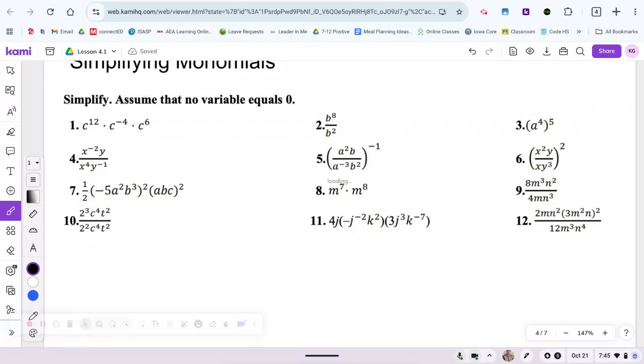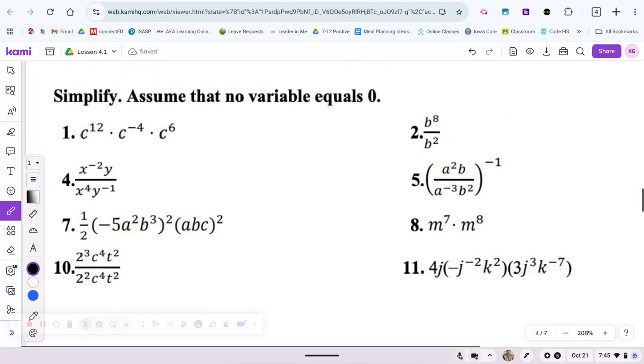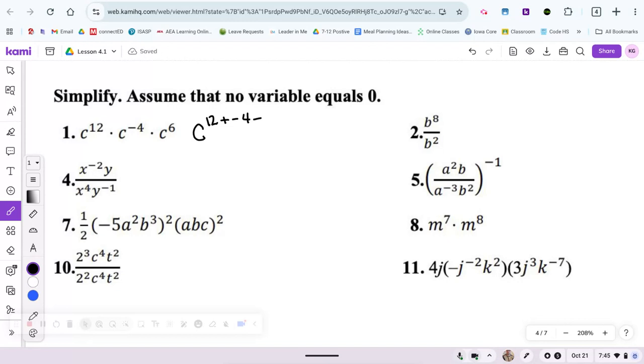So the first one is product of powers, and so we have c to the 12th, and c to the negative 4th, and c to the 6th. And so when this is the case, you add them all together. So we have c to the 12th plus negative 4 plus 6, which becomes c to the 14th.